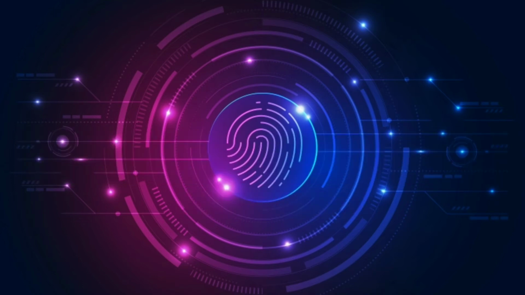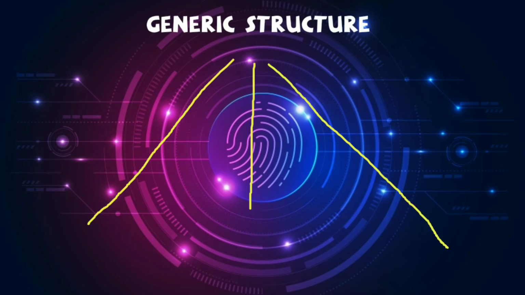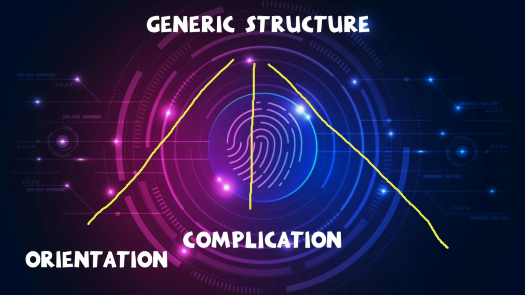From those explanations, we can conclude that the generic structure of narrative text is orientation, complication, and resolution.